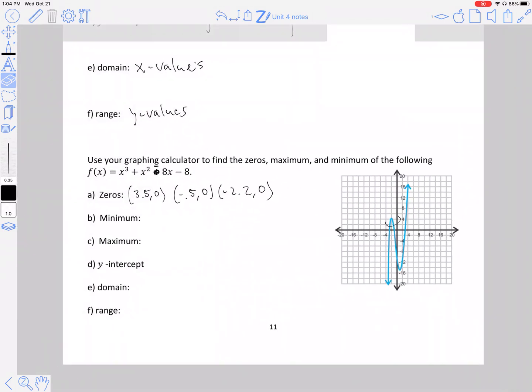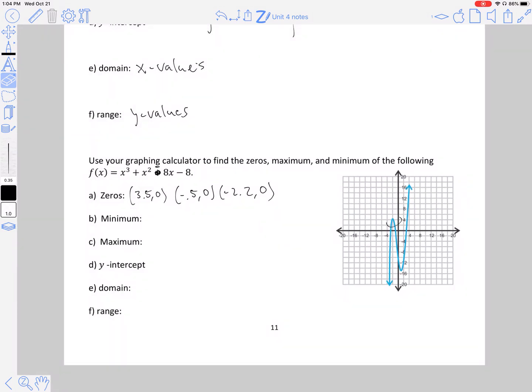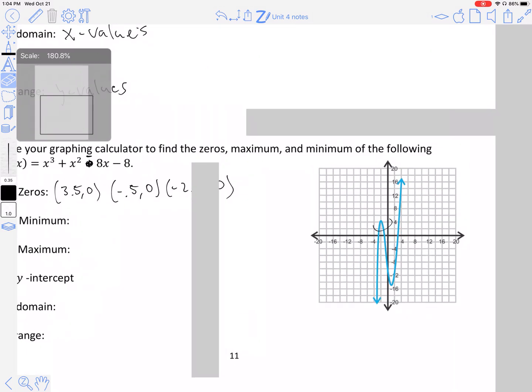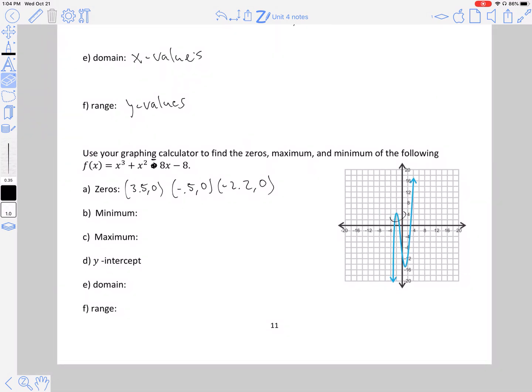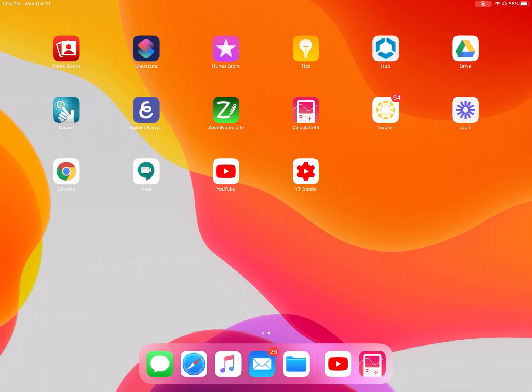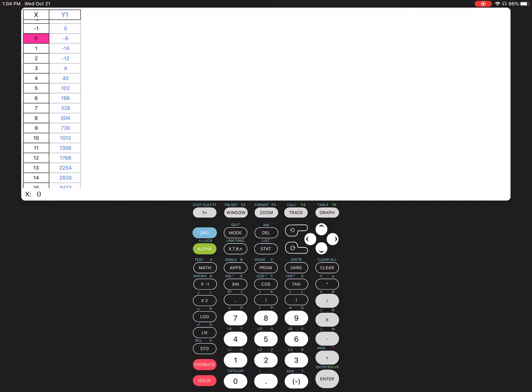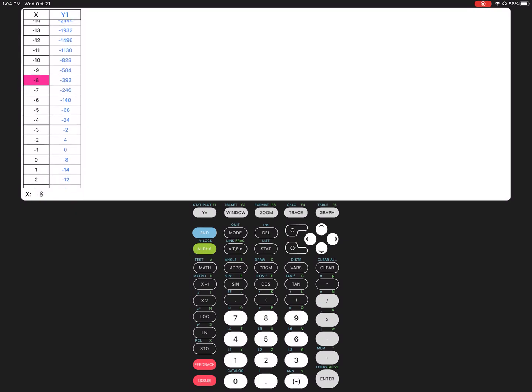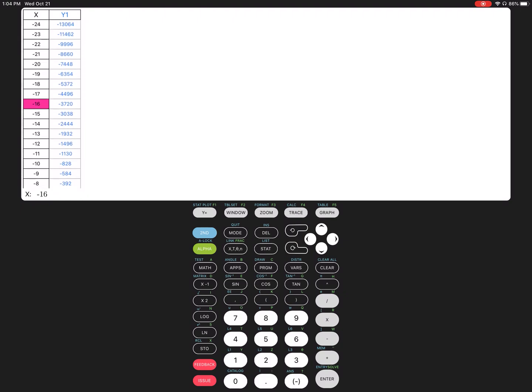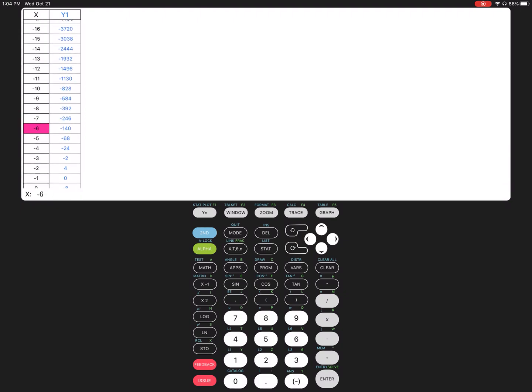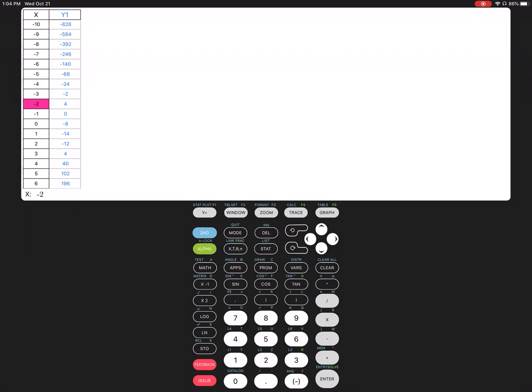All right, and what's the last thing that we need to do? Domain and range. So domain and range, you can use your calculator, or you can kind of do it by hand. I prefer doing it by hand. But let me show you. Second table. I hit second graph to get here. You're going to see that this is going on forever in both ways. Okay? I mean, their numbers are always there.